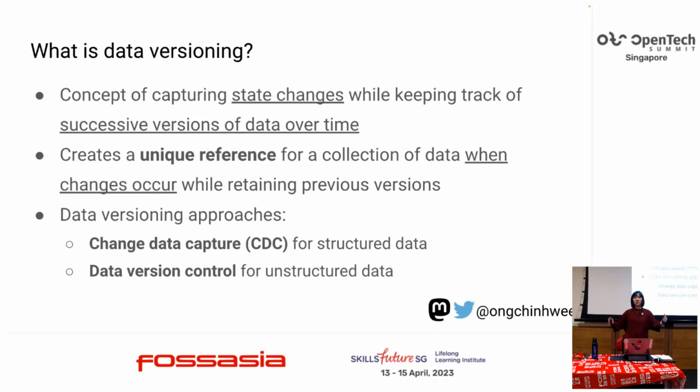So what is data versioning? Data versioning is the concept of capturing state changes while keeping track of successive versions of the data over time. What it means is that for each data record that you create, you need to create a unique reference for this collection of data when those changes occur while you retain the previous versions. So there are two general data versioning approaches. One is more for your structured data, which is known as change data capture. There's also an extension of this approach which is applied to unstructured data, which is the concept of data version control.